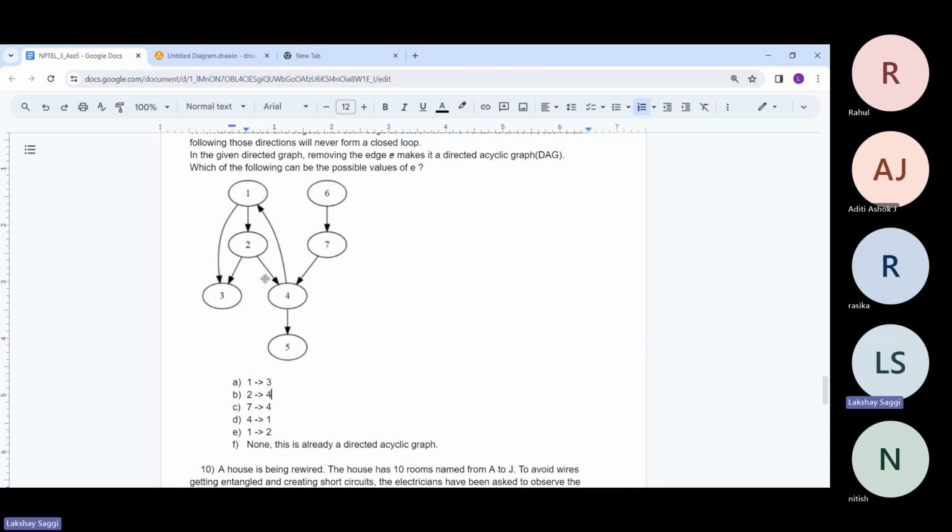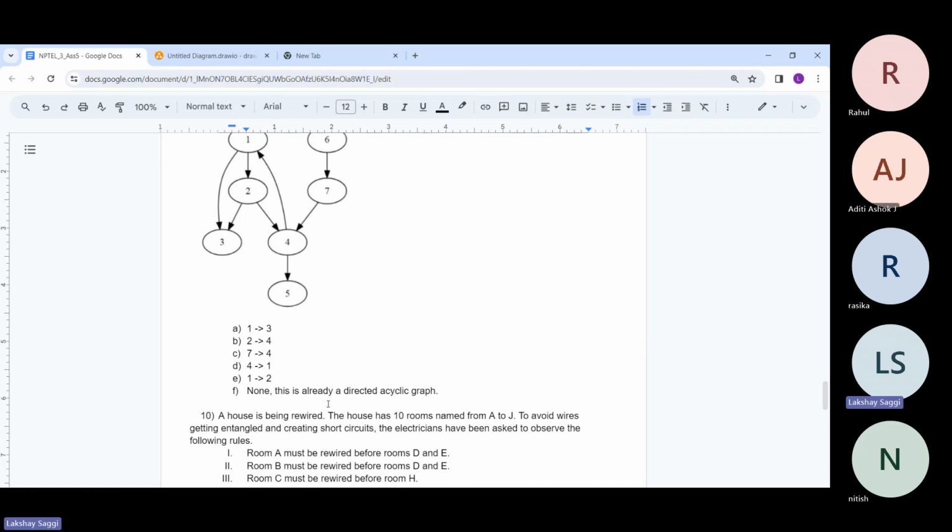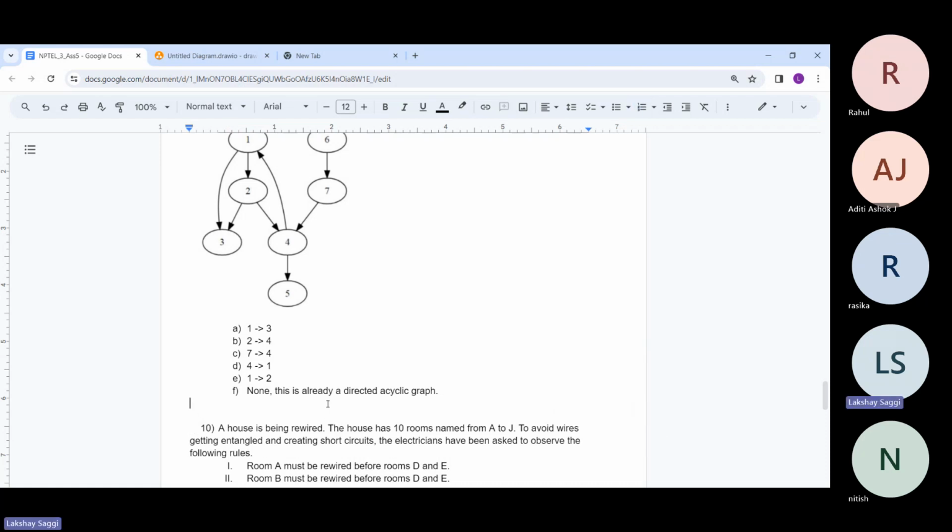And if we delete this 2 to 4 edge, then the graph will be acyclic. There will be no cycle. Similarly, if we delete this 1 to 2 edge, then also there will be no cycles remaining. So I hope everyone can see that. So there are three possible answers, which are 1 to 2, 2 to 4, and 4 to 1. I'll answer this in chat.